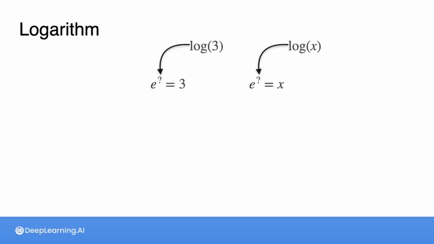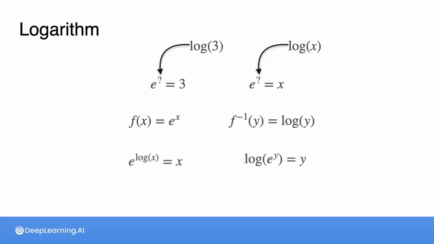Now, the fact that e to the logarithm of x is x means that the function f of x equals e to the x has an inverse, which is the logarithm of y. F inverse of y is the logarithm of y. Because e to the logarithm of x is x, and logarithm of e to the y is y.